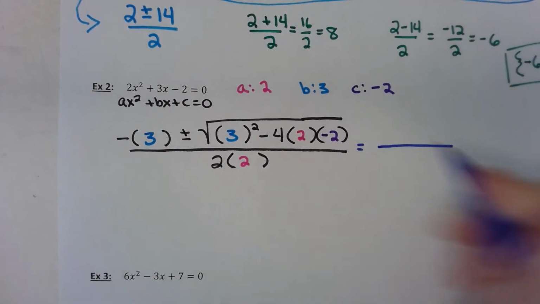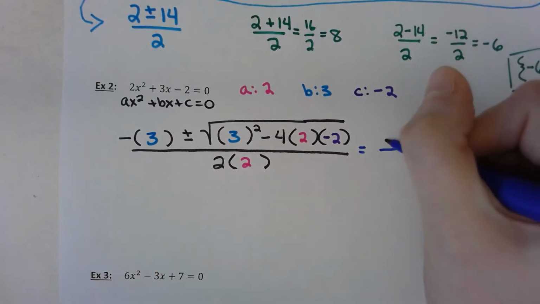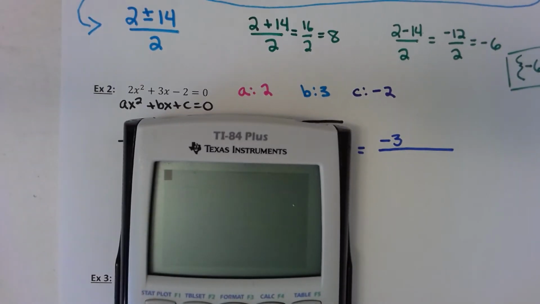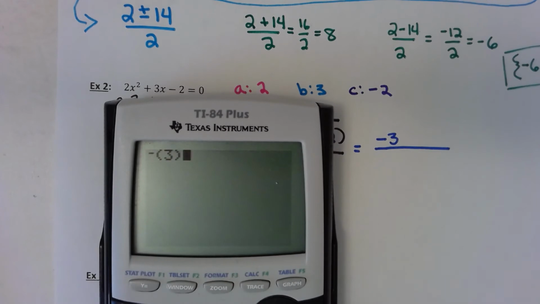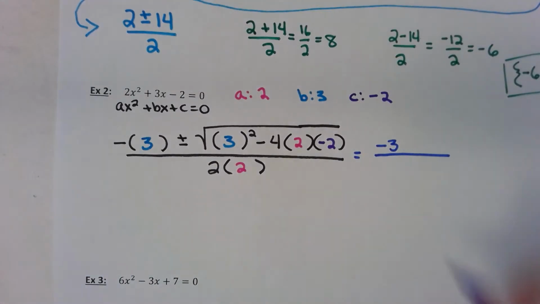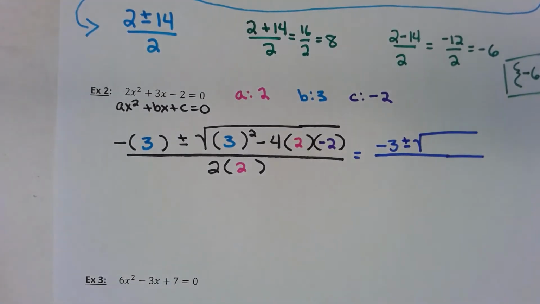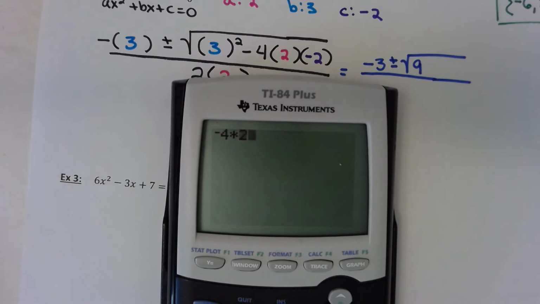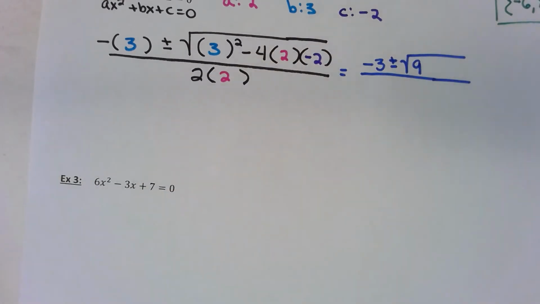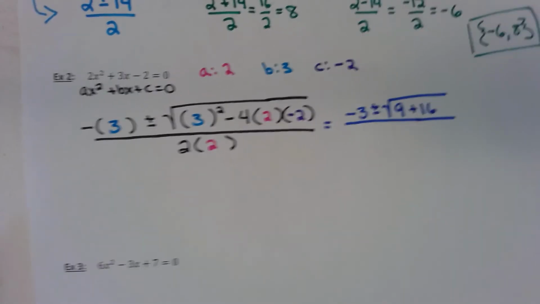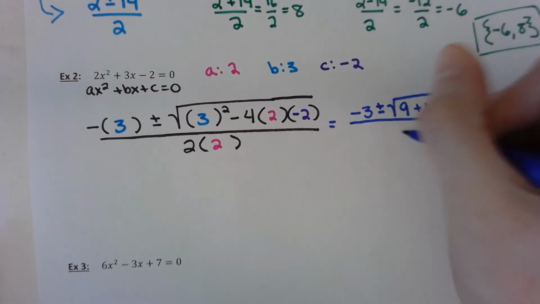Now, when you only have one negative sign in front of the 3 like that, that just means your number is going to be negative 3, and you can drop the parentheses. If you weren't sure, you could type it like this if you did actually have your calculator, and it would show you that that is just negative 3. Plus or minus the square root. Well, if I have 3 squared, that means 3 times 3, so that is 9. For the rest of this, I'm doing negative 4 times 2 for that first part, times another negative 2, which gives me 16. Since it's positive 16, we need to put a plus 16 right there. And on the bottom row, I've got 2 times 2, which gives me 4.